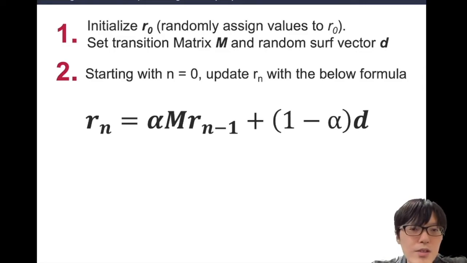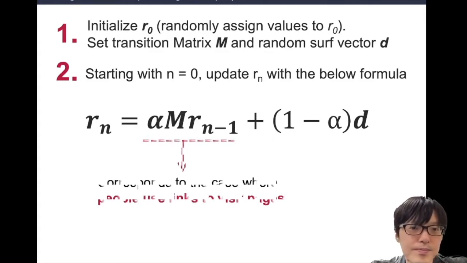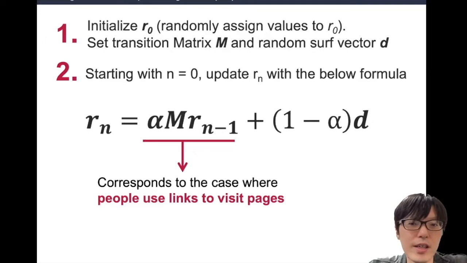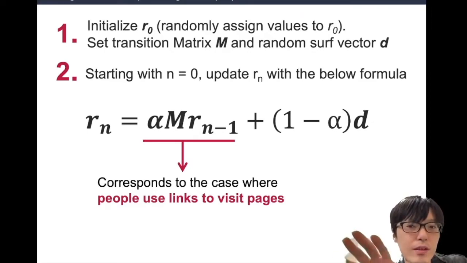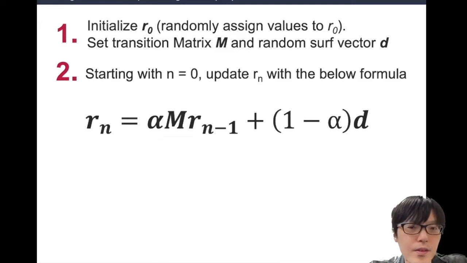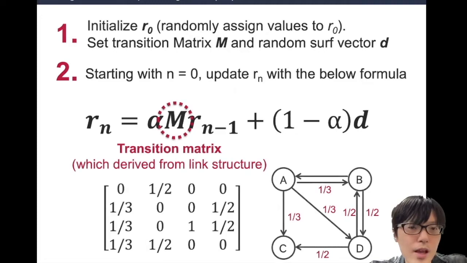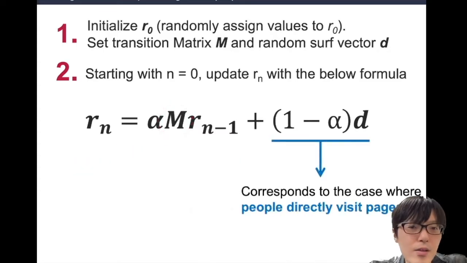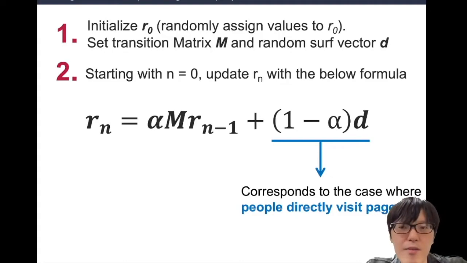So this formula consists of two parts. The first part corresponds to the case where people use the hyperlinks to visit other pages. This part comes from the simple PageRank algorithm, which I already explained in previous slides. The second part of this formula corresponds to the case where people directly visit the web pages without using the hyperlinks.